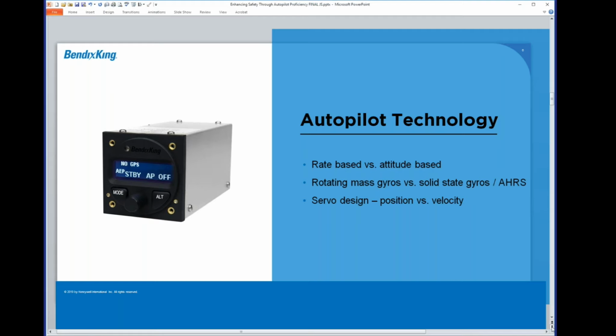And also, again, we're not looking at these absolutes for pitch and bank like an attitude indicator. So clearly, attitude's the way to go in terms of where technology has gone. The next thing is that technology has moved away from mechanical devices of rotating mass gyros towards solid state gyros, or AHRS systems, in order to measure what your position is. And that's a huge difference as well.